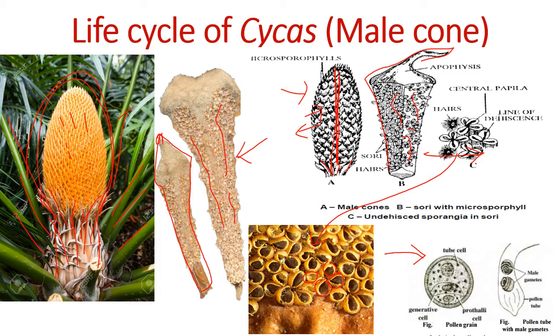This is the typical structure of a pollen grain, which has two layers: this is exine, this is intine. Then there is a small tube cell, a large generative cell, and near the generative cell there is the prothallial cell. Here a fully developed male gametophyte is shown, with one male gamete and another male gamete, and a typical pollen tube is shown here.